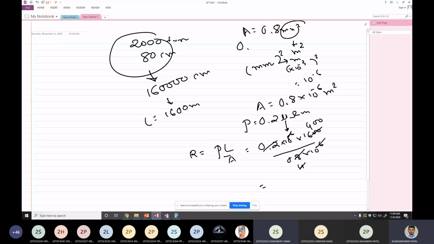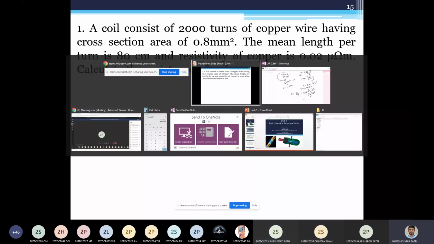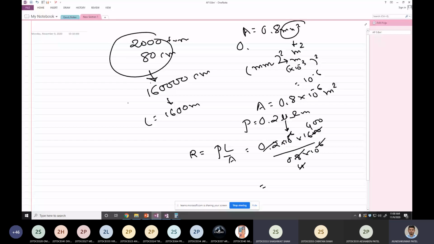It is 0.02 and not 0.2, but this value is wrong, that's why this is 0.02. So again 10 to minus 1, so it would be 4. Mine says 40. This is how you can calculate this example.